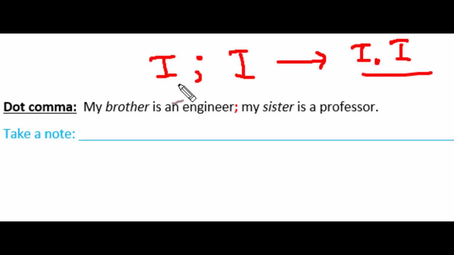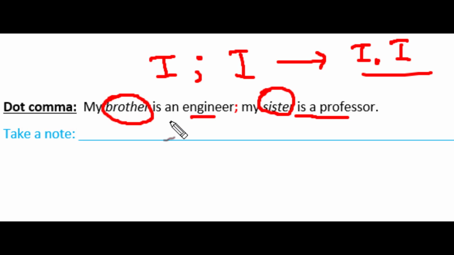All right, now, when do we use a dot comma? Like I said before, it's a close association. In this particular example here, it says, my brother is an engineer. My sister is a professor. So I got brother and sister who are relatives, so they're closely related. I like black, Jimmy likes blue. Black and blue are closely related, so you'd use a dot comma as opposed to a period.